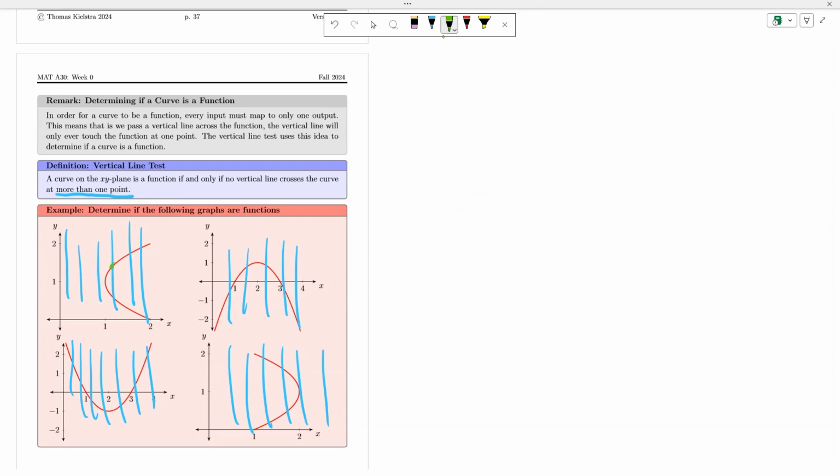So in this first example, well, this line crosses twice. So this is not a function. Whereas in our second example, we only ever cross at most once. This is a function. Here, we only ever cross at most once. This is a function, where here I cross twice. This is not a function.